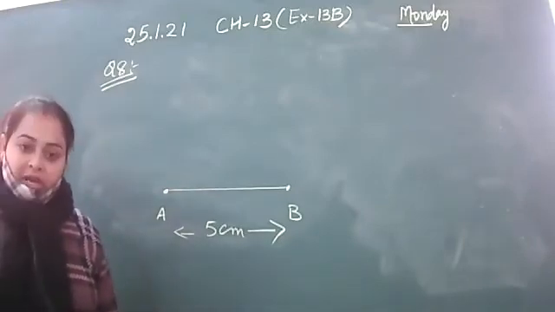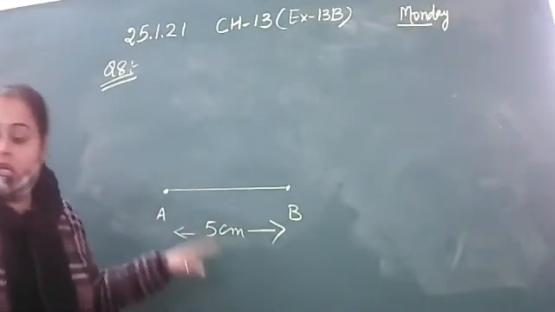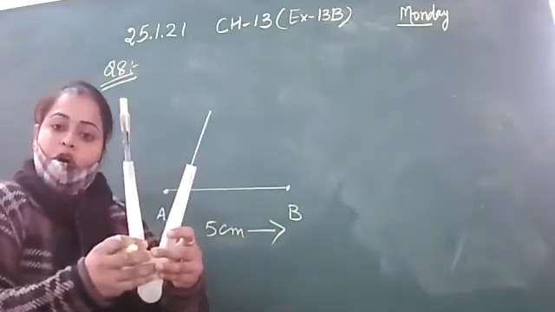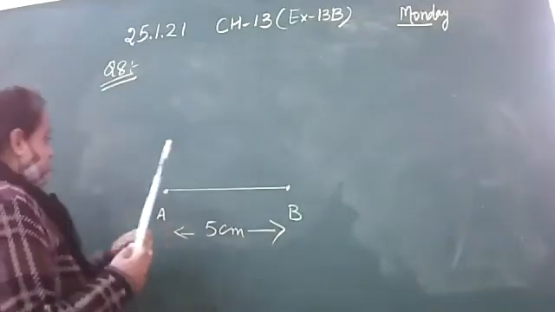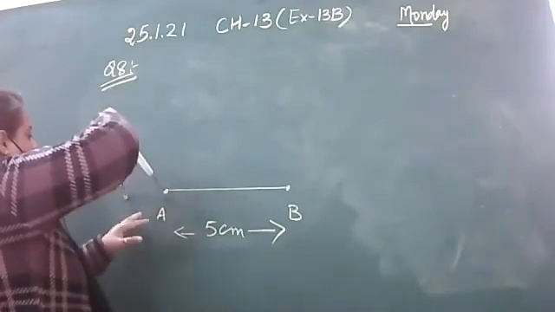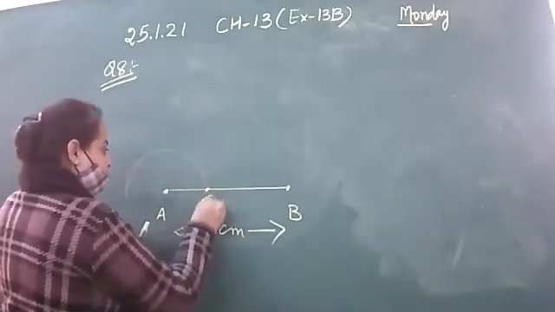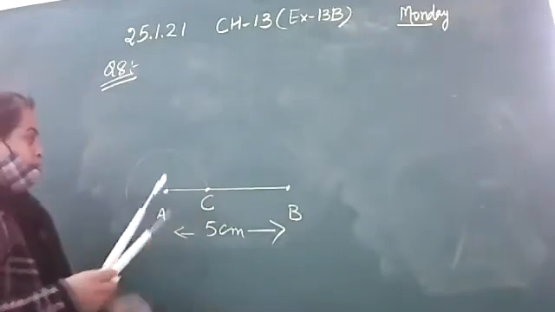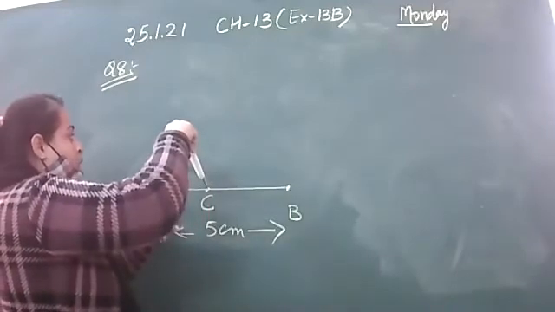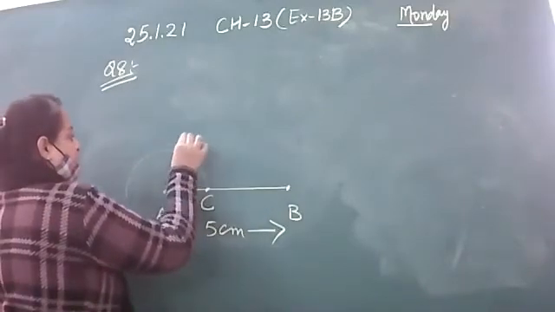60 degree angle is given. So at this point A, we will construct an angle of 60 degree. So let's start. Again, open your compass. Fine. Put your compass at A. This is C. Fine. Now, at C, again, you put your compass and draw an arc like this. This is point D.